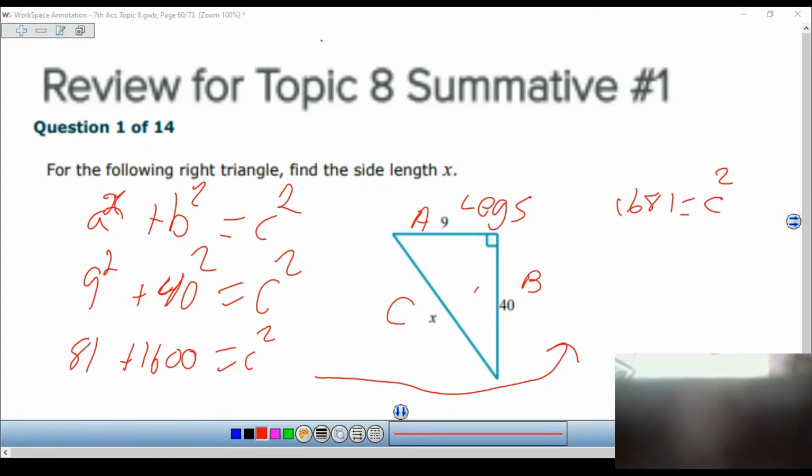So once we square root this, we're going to square root both sides. That's going to leave us with C, and C is 41. So the side we're missing is 41.